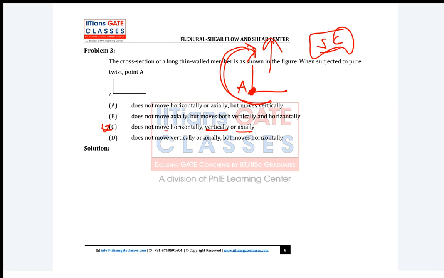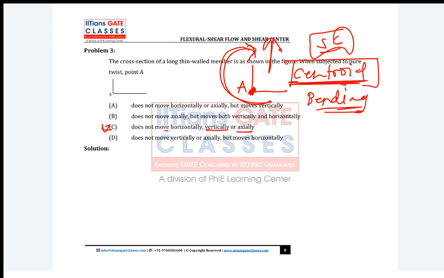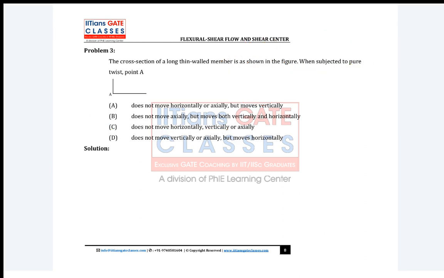Okay, because A is not the centroid. Yes or no? See, your bending stress, that means your bending strain, is zero only at the centroid. So if there is a transverse load apart from this, then what is going to happen? It will move horizontally, vertically, and axially, so that option is not there. So this question is clear. So let's do a poll.